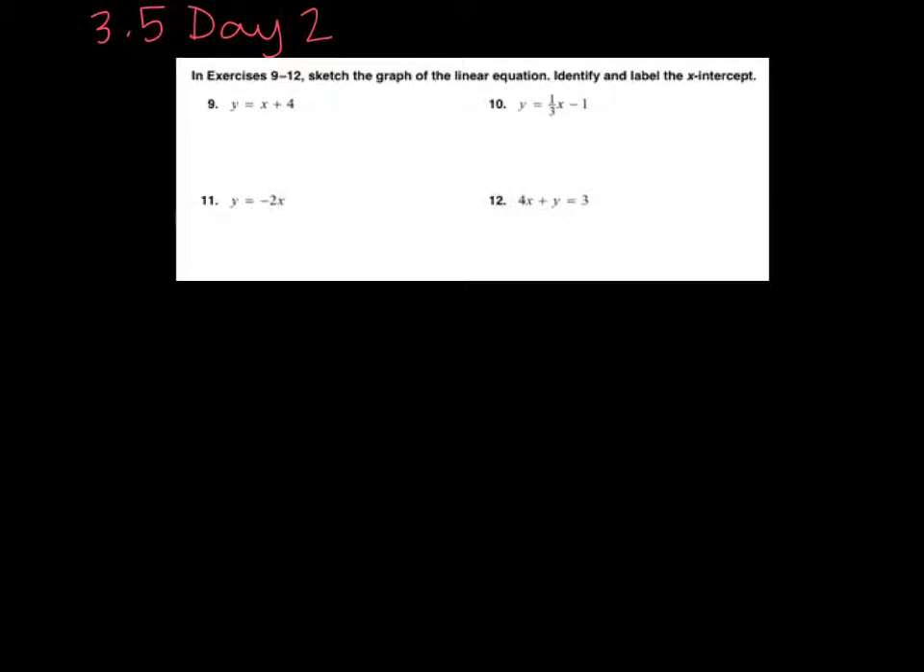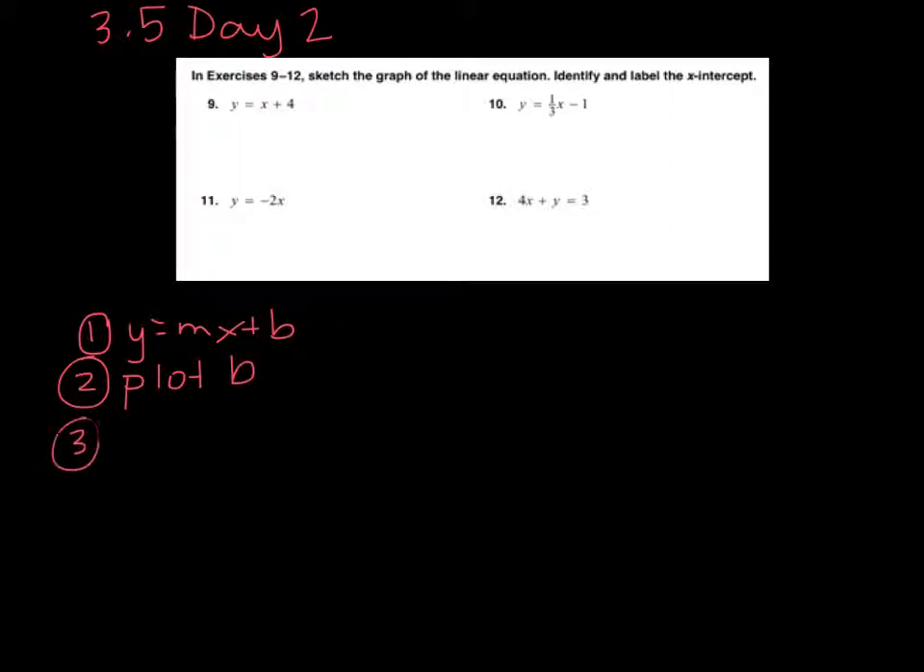So I gave you 3 steps. So step 1 is to make sure your equation is written in the form of y equals mx plus b. Step 2 was to plot b. Step 3 was to rise and run your slope to get another point, and then we drew a line connecting those points all the way across our coordinate plane.